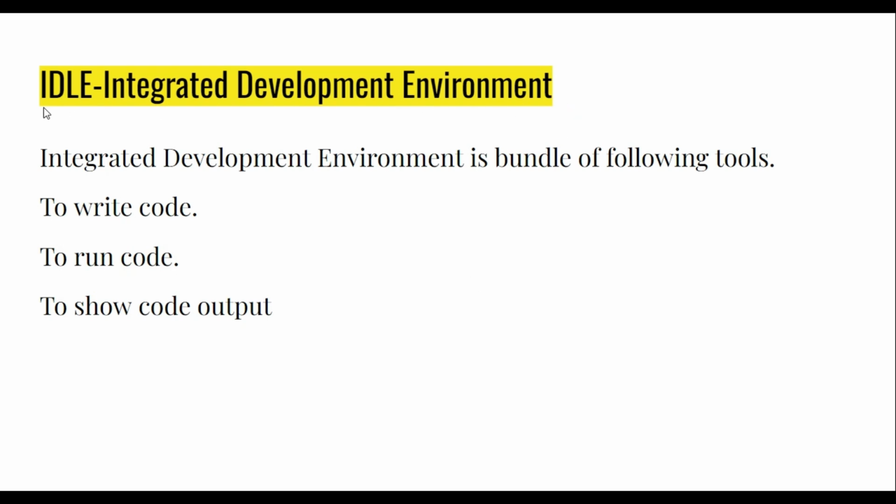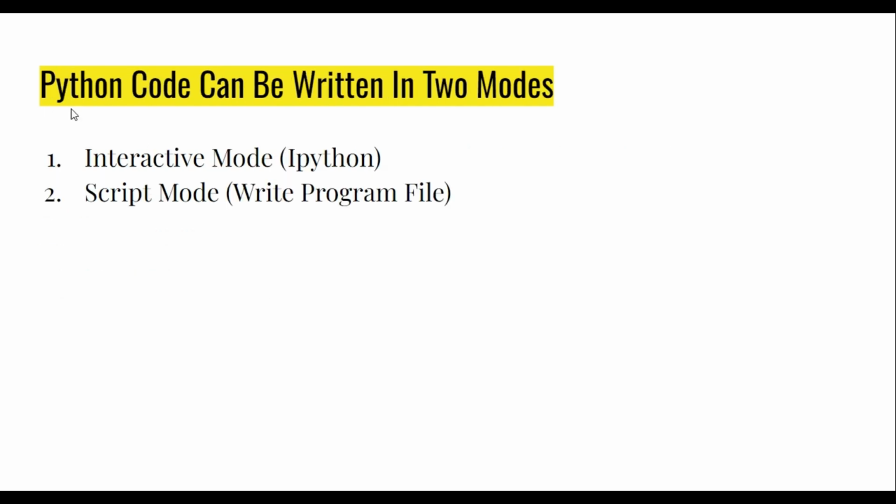So here we are going to see Python's default IDLE, meaning the one that comes with the Python installation. When you use this Python IDLE, you can write Python code in two modes. The first one is interactive mode, also called IPython, and another one is script mode, meaning here you are writing Python program files. We will see practically how to use Python IDLE in these two modes.